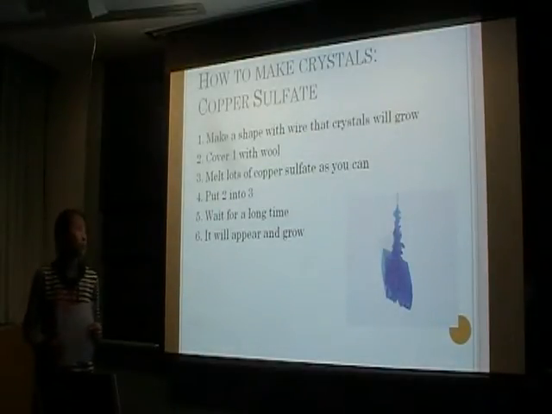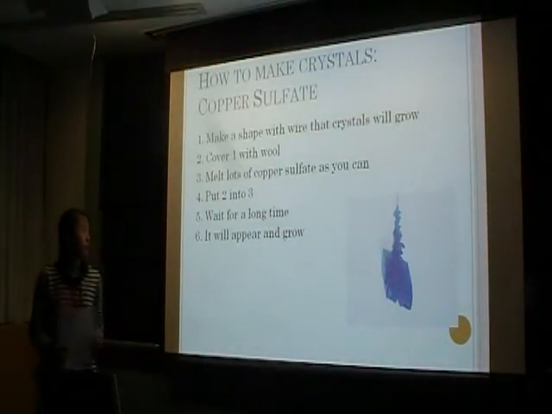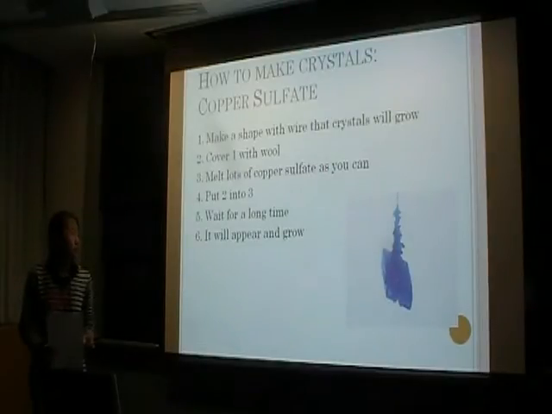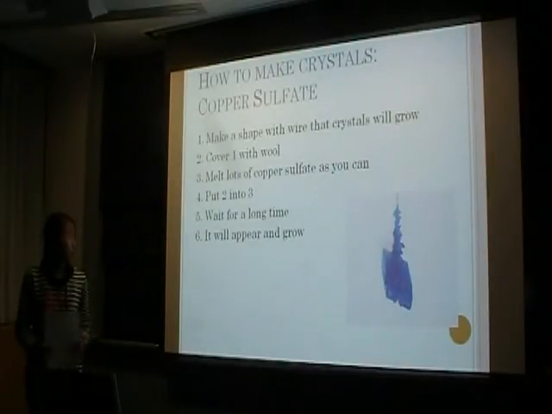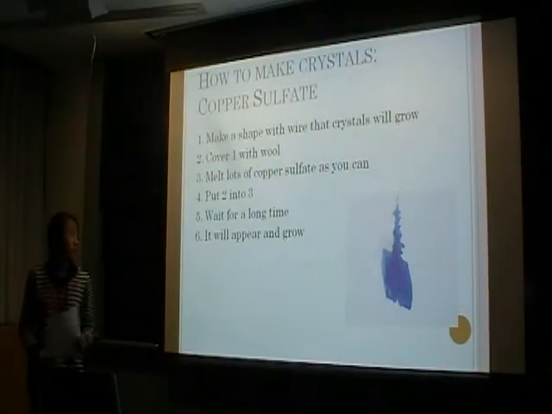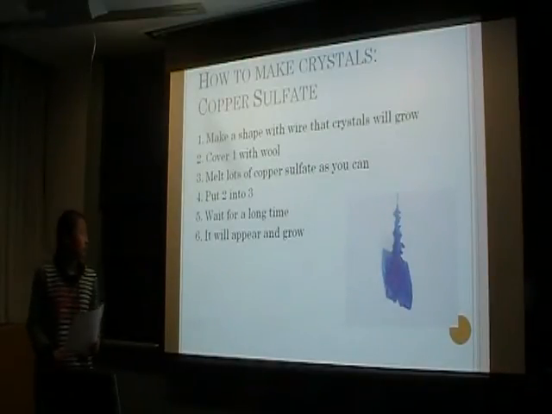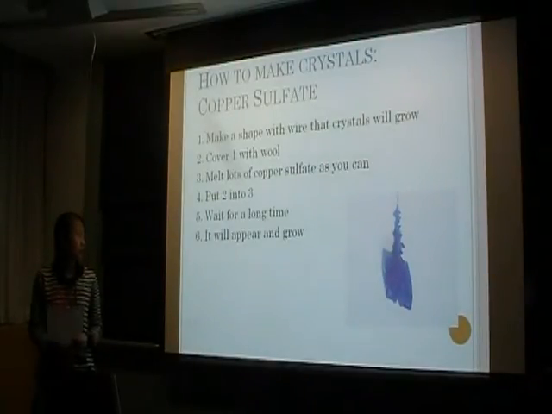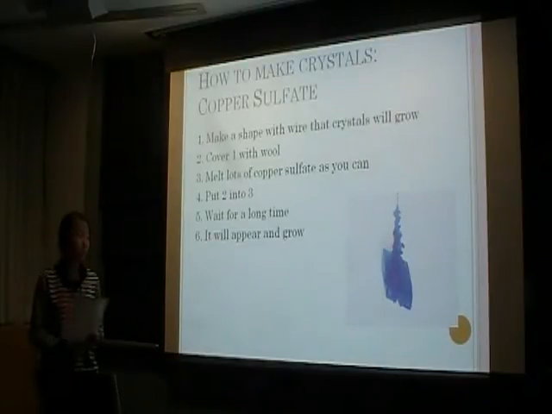And this is harder, but it is quite easy too. First, make a shape with wire where the crystals will grow. Second, cover number 1 with glue and melt as much copper sulfate as you can. And put number 2 into number 3 and wait for a long time, and it will appear and grow like that picture, the blue quadrangle.